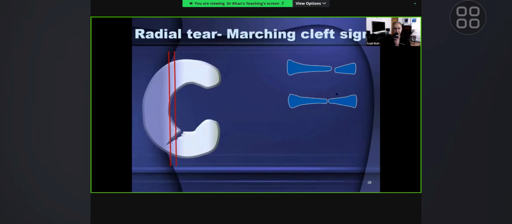Then on the next sagittal image, the cleft would have moved slightly more anterior. And on the next sagittal image towards the central part of the knee joint, it would have moved still further. So because of the shape of the radial tear, consecutive sagittal images show that the cleft marches progressively forwards. And that's not an unusual appearance when you're evaluating for a radial tear.